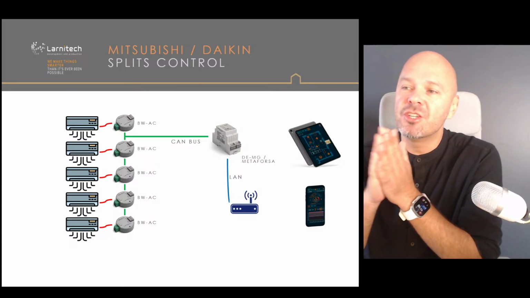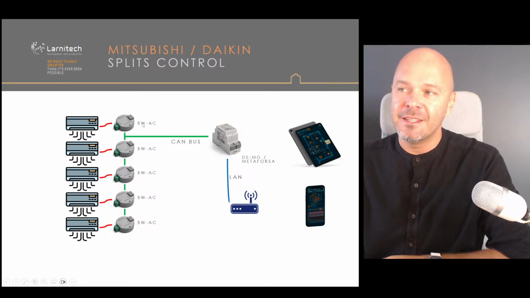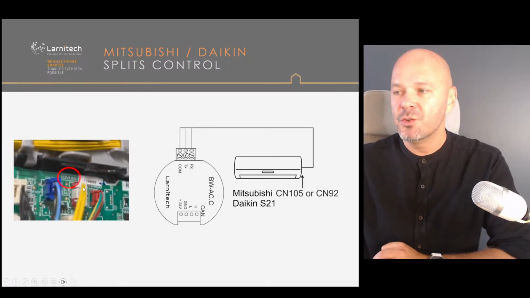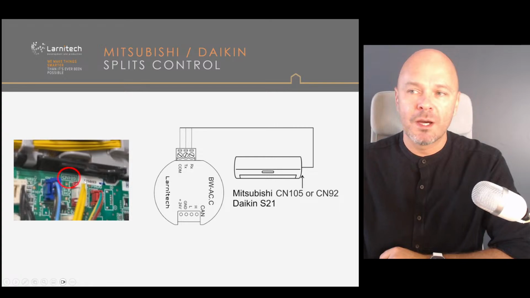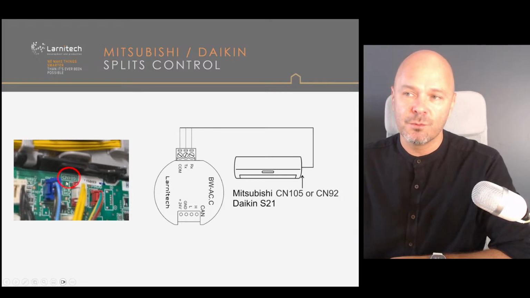If you have Mitsubishi and Daikin, we have an adapter called PWAC, and you can connect these adapters to each other using CAN bus and Cat6 cable in a loop, and you connect it directly to the AC. So how do you connect it to the AC? You use mostly this CN105 connector. On Mitsubishi you use CN105 or CN92, and on Daikin you can use S21.